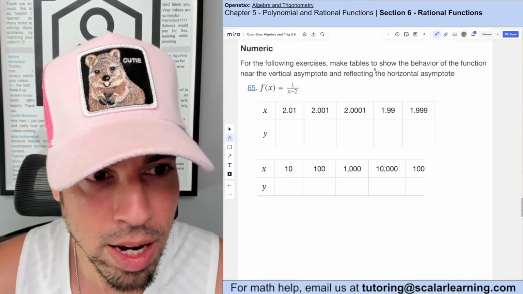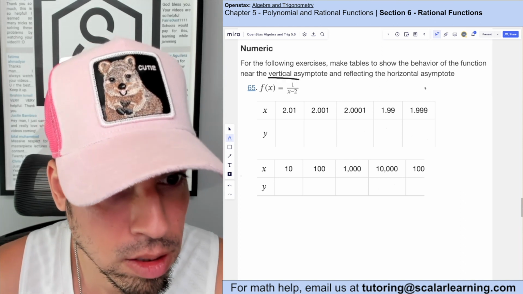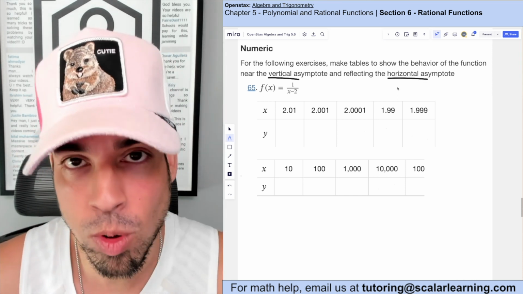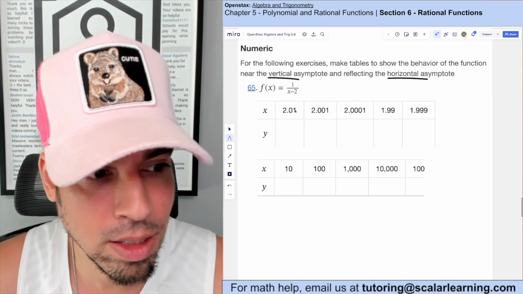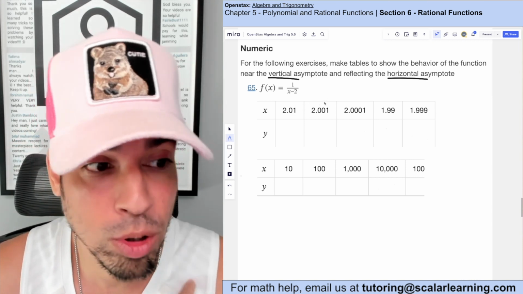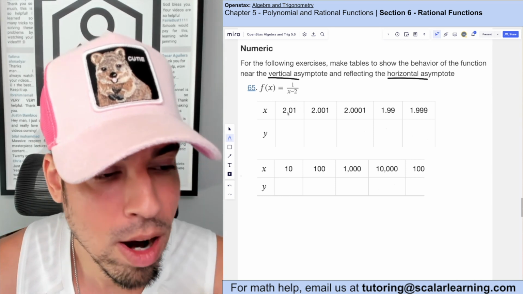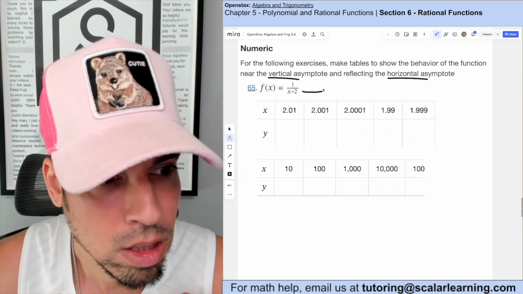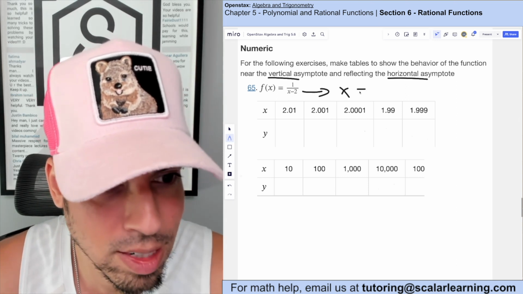So for this question, we're asked to make tables to show the behavior of the function near the vertical asymptotes and what's happening for the horizontal asymptote. And remember, horizontal asymptote is really end behavior. So what I did is I'm taking the exact same values they did in the back of the book, and I'm going to show you why this works. First of all, why did they choose these values that are really close to 2? Because the vertical asymptote is going to occur where the denominator zeroes out, which is when x equals 2.